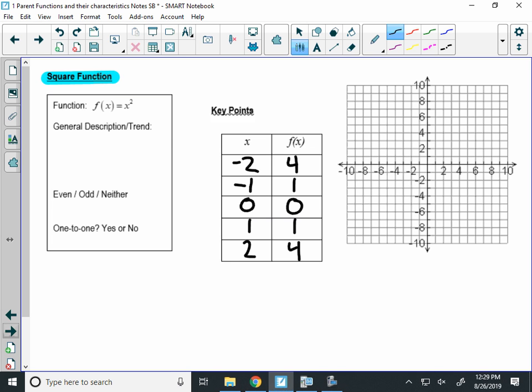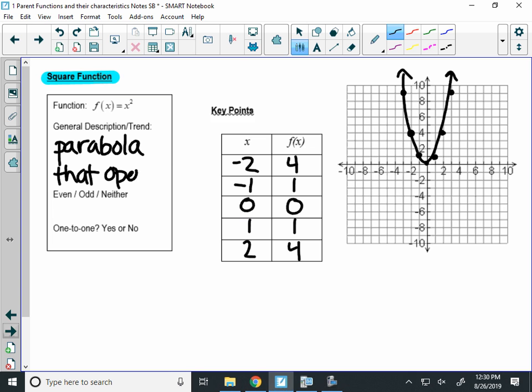Okay. So we plot the points. We have -2, 4, -1, 1. You know what a parabola looks like. And I'm even going to plot 3, 9, and -3, 9 just to fill out the grid and connect my points. So I have a parabola. I would say the description of this is a parabola that opens up. Its vertex is at the origin.